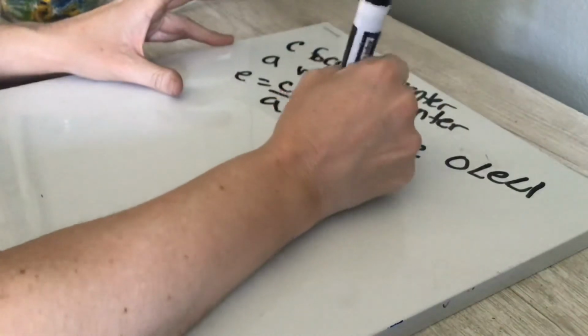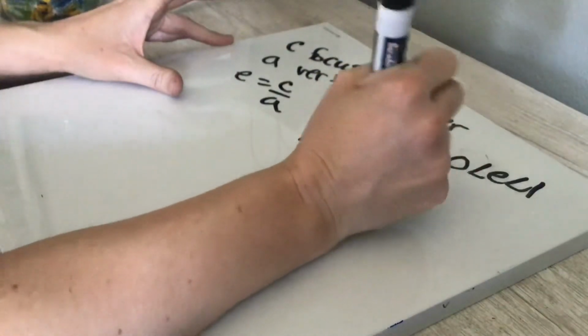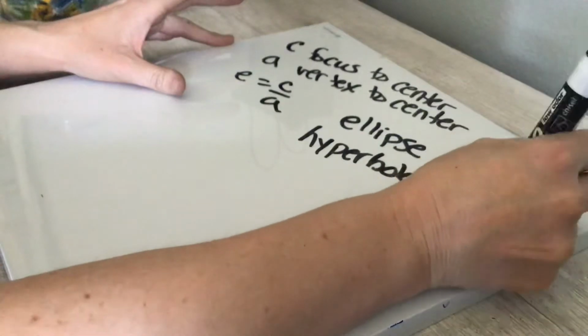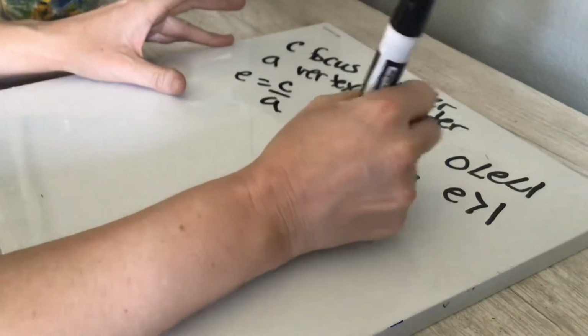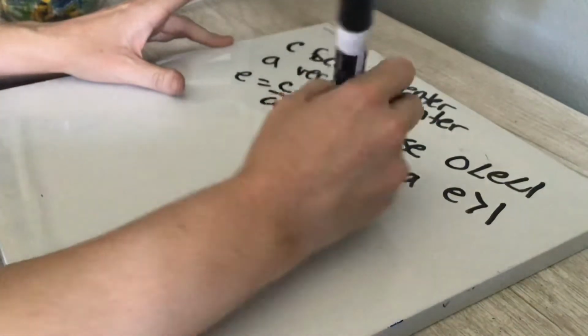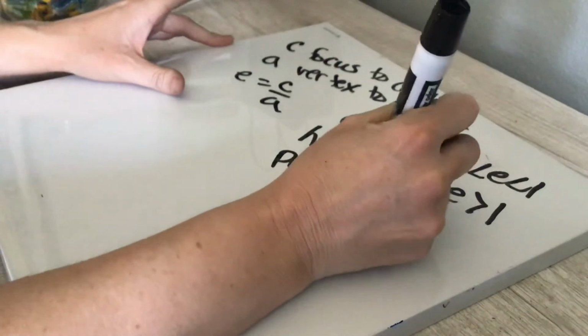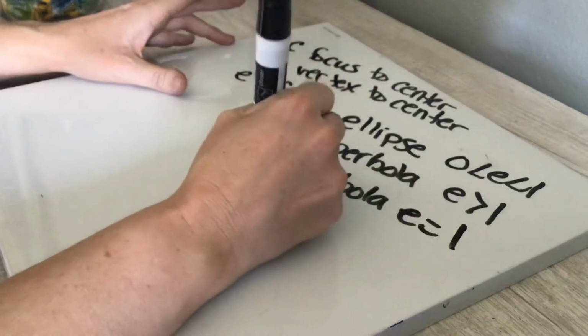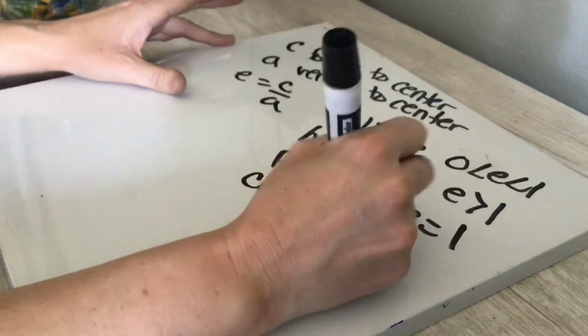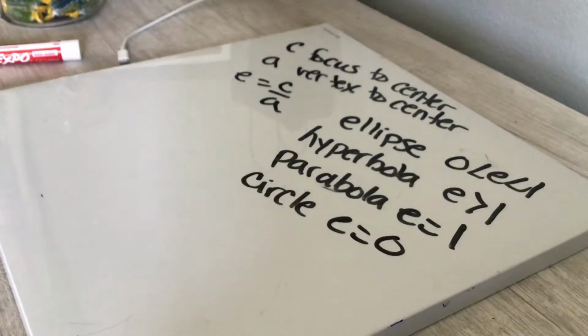For a hyperbola, that ratio is greater than 1. For a parabola, it equals 1. And for a circle, it should be 0, because there is no focus on a circle. Okay? So we're just going to find the eccentricity of our conic sections. So how circular and how oval are they?